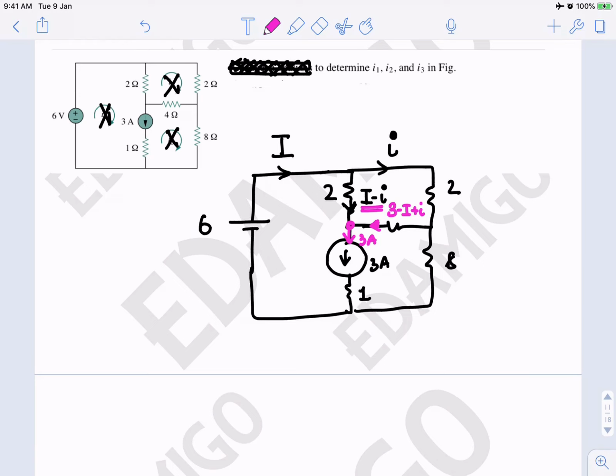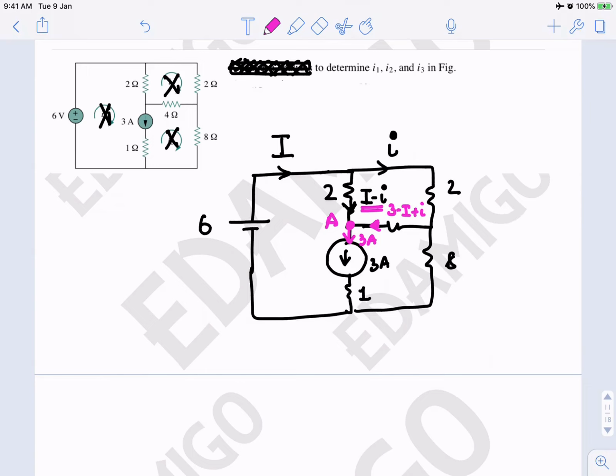By applying KCL at this node, how are we getting this current? Let us say that the current here is I4. So I4 plus capital I minus small I is equal to 3. Incoming current equals outgoing current. So we can say that I4 equals 3 minus capital I plus small I. Like this we can get that, so 3 minus capital I plus small I is the current here.